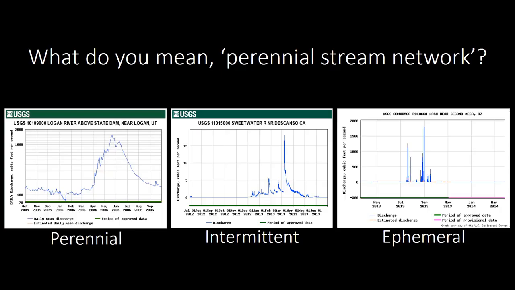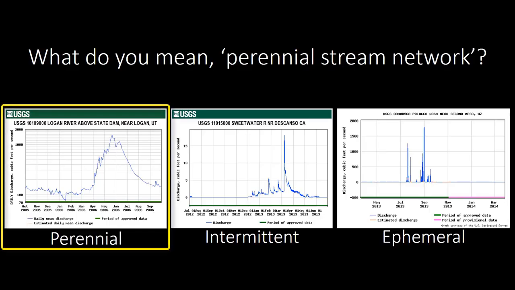Briefly, I'd like to make it clear what we mean by perennial stream network and also why we emphasize the importance of this. So to begin, a perennial stream network is one which flows continuously. You can see in the first hydrograph all throughout the water year, there is a base flow. There's a continual flow within that channel.